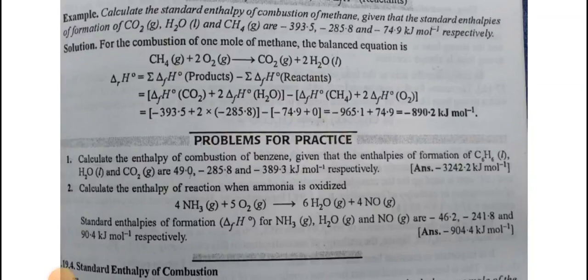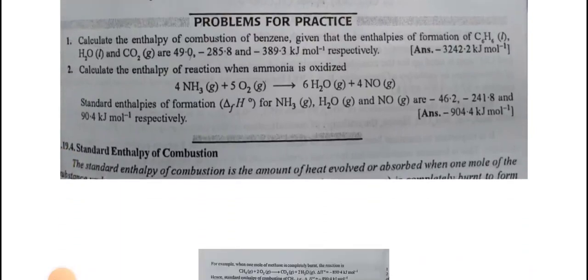Solution. For the combustion of 1 mole of methane, the balanced equation is CH4(g) + 2O2(g) = CO2(g) + 2H2O(l). ΔrH° is equal to the summation of ΔfH° of products minus the summation of ΔfH° of reactants. That is, ΔrH° is equal to -890.2 kJ per mole.